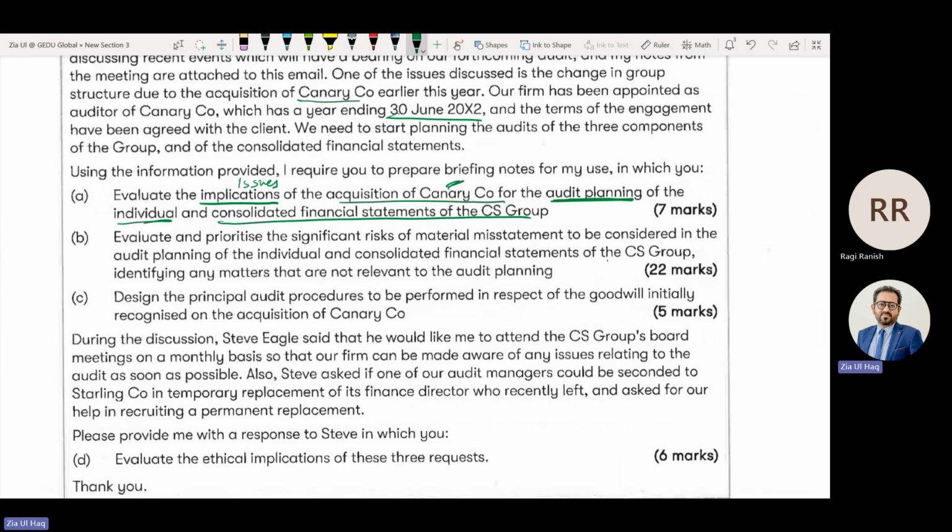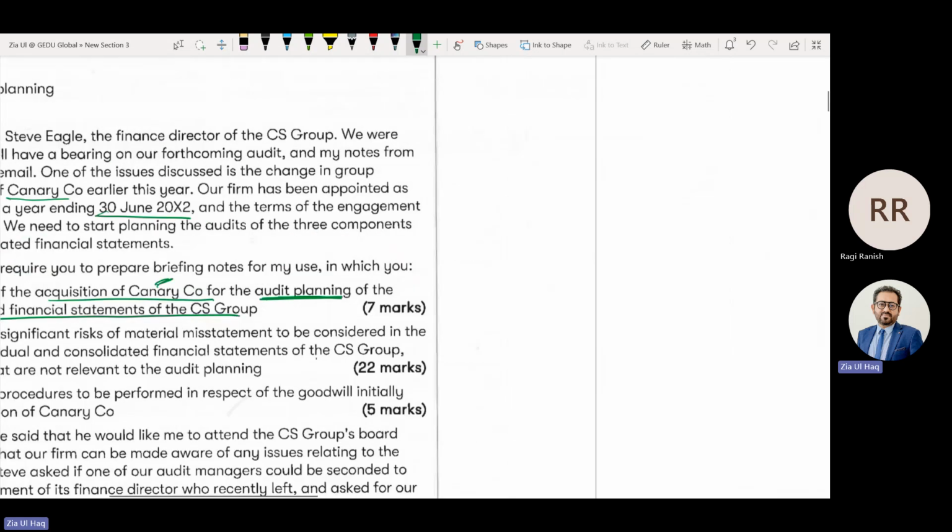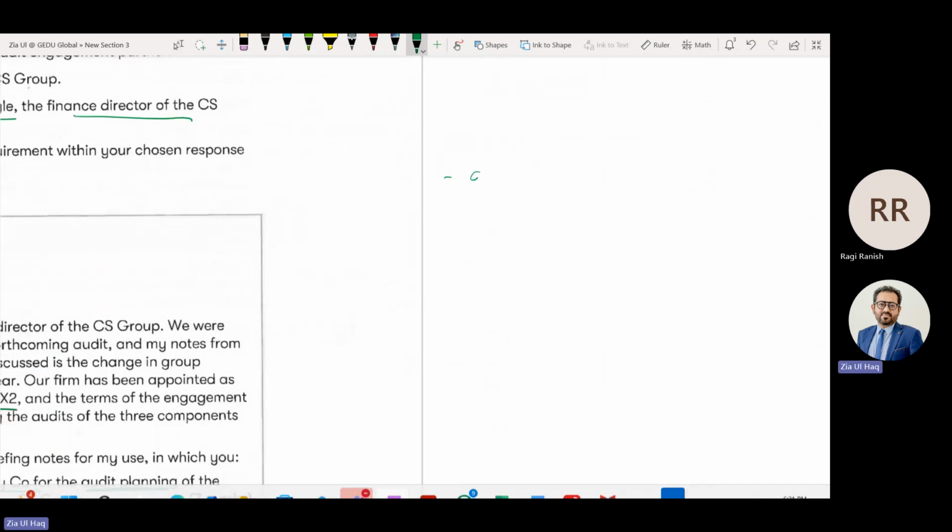What are the planning issues? We discuss some points in audit strategy and audit plan. Those points are called planning issues. Relating to the individual company, what issues do we need to discuss? We need to obtain an understanding of the entity and its environment. We need knowledge about Canary Company, what operations they perform, how they are operating. So we need knowledge about the industry, the control system, and the system in Canary Company. This is the planning issue relating to the individual company.